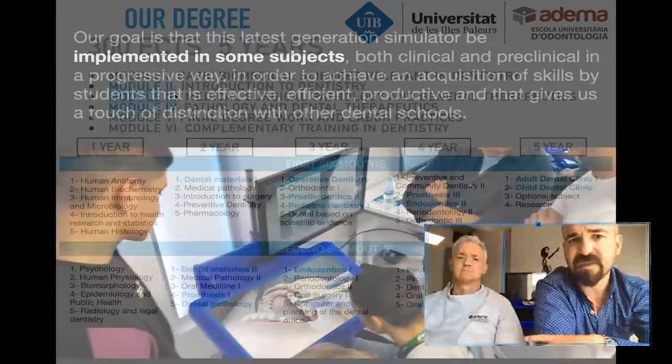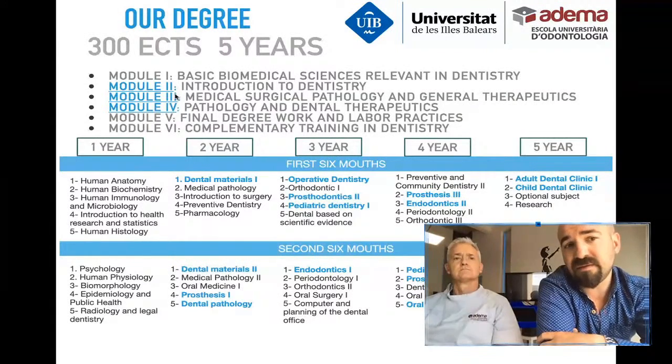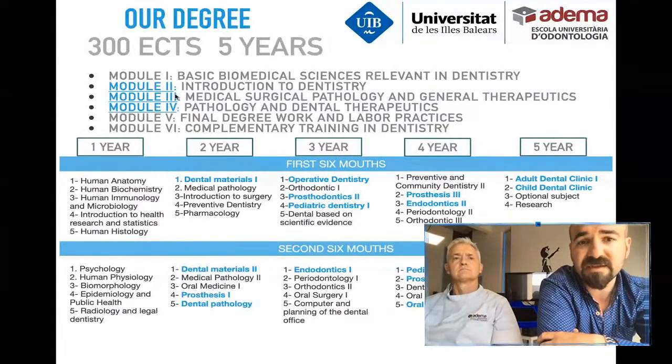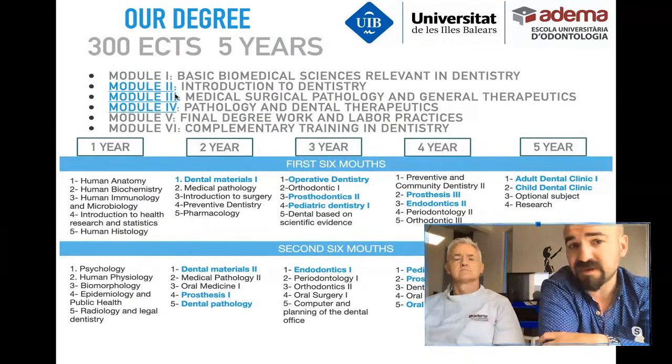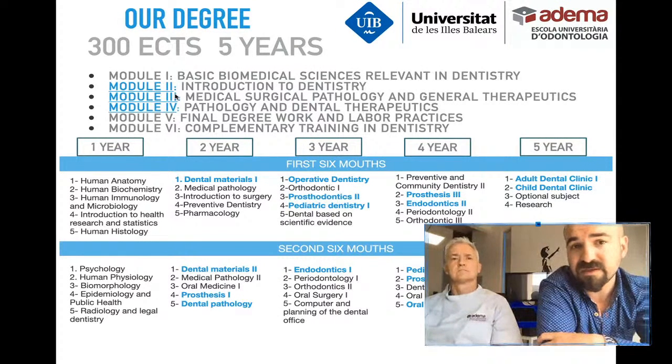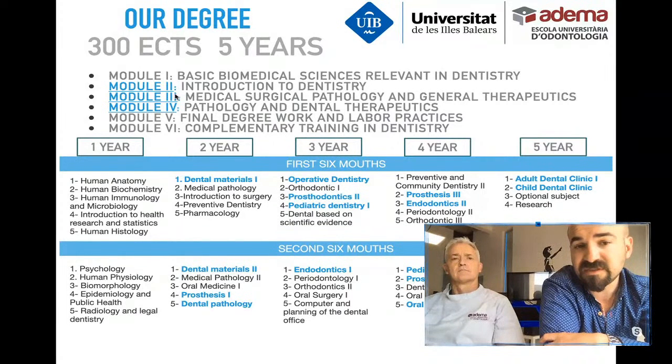I will try to explain to you our degree. It is divided into 300 ECTS and into 5 years. We have Module 1, basic biomedical science relevant in dentistry. Module 2, Introduction to Dentistry. Module 3, Medical Surgical Pathology and General Therapeutics. Module 4 is Pathology and Dental Therapeutics. Module 5, Final Degree Work and Labor Practices. And Module 6 is Complementary Training in Dentistry. We use the Virteasy system.